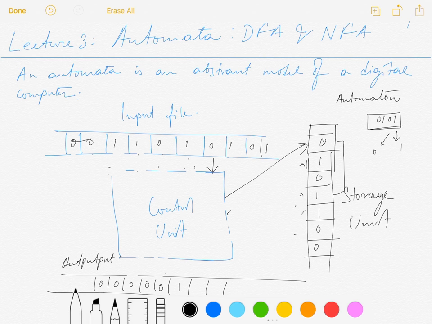In this way, it will continuously take the input and check with its control unit. My control unit is saying that my last four inputs should be 0101, and it will check against its last four inputs, and if they match, then it will show the output 1, otherwise it will show the output 0. So in this way it will start working.